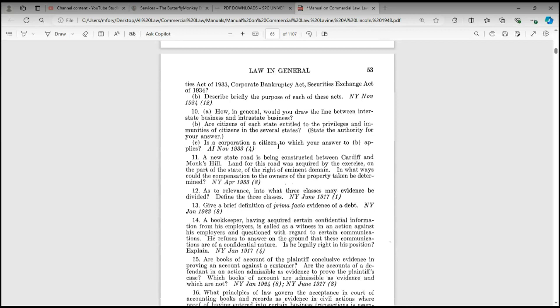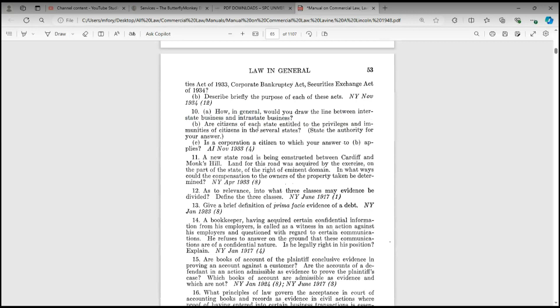Is a corporation a citizen? To answer your question, B applies. So what's the question? A, number 10. How, in general, would you draw the line between interstate business and intrastate business? You know how important this question is? Because it's what I'm doing. How I'm avoiding interstate business to be taxed at a federal level.